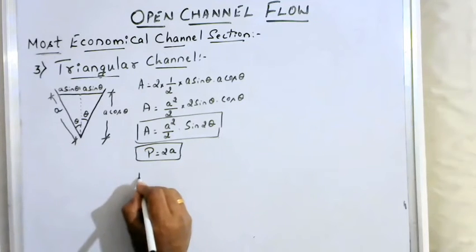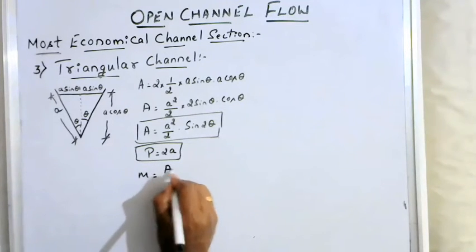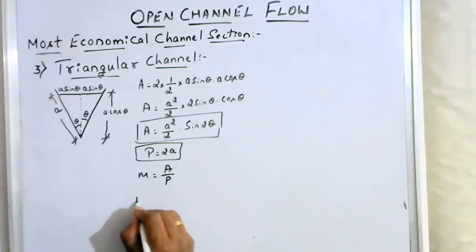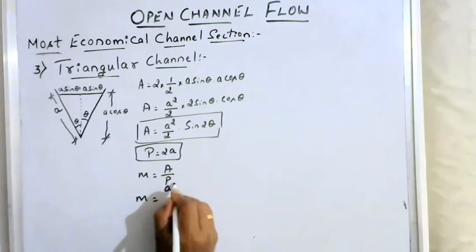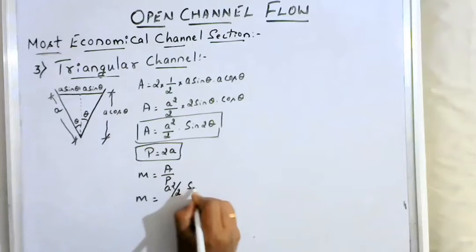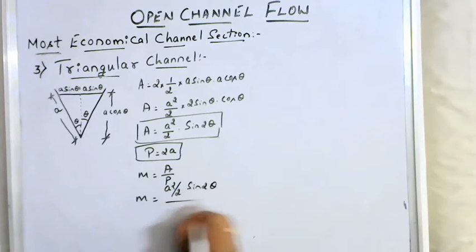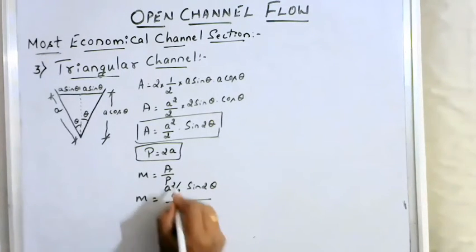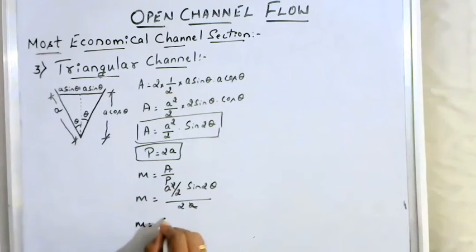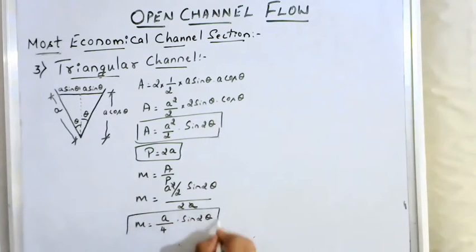Therefore, we know that hydraulic mean depth is equal to A by P, that is M is equal to area a square by 2 into sine 2 theta divided by 2 times a, with a square cancelling. M is equal to a divided by 4 into sine 2 theta. So I got M. Now you can say the value of M is dependent upon theta. Therefore, in order to get a maximum velocity, this hydraulic mean depth should be maximum.